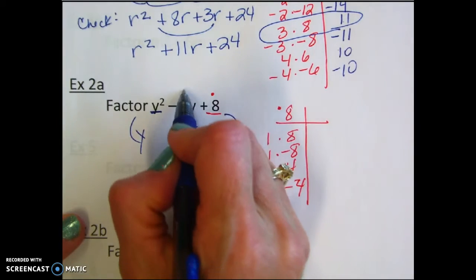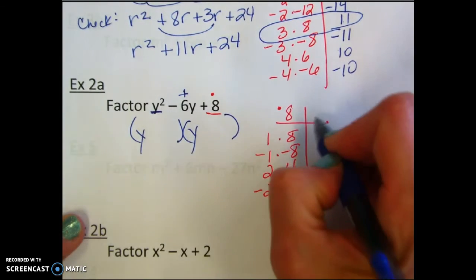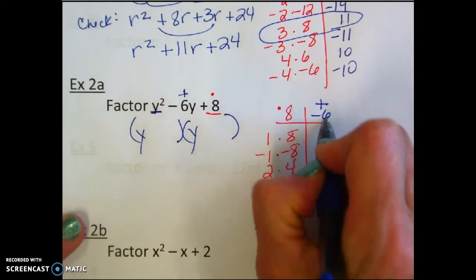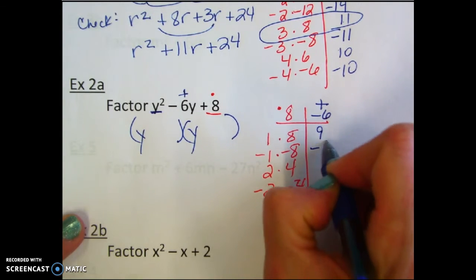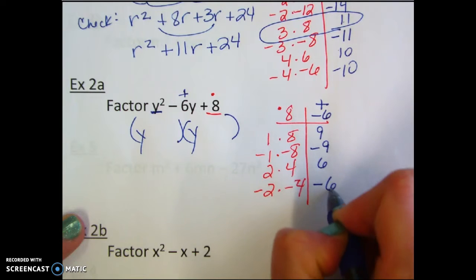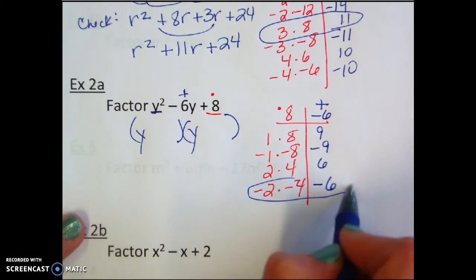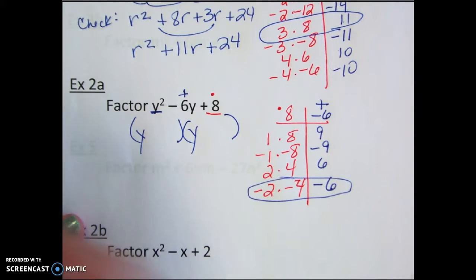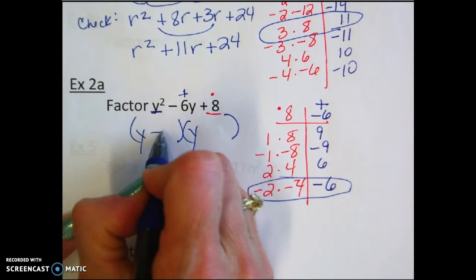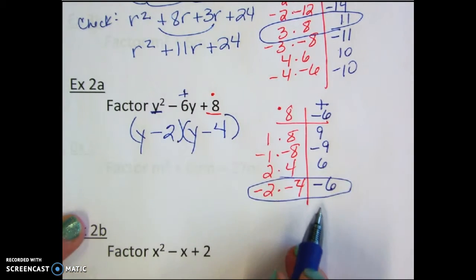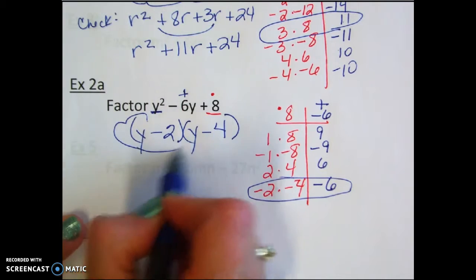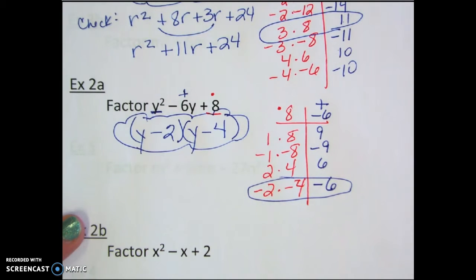Well, we're looking for what adds up to -6. What adds to -6? This adds to 9 and -9, 6, and then finally our -6. So this is the combination that we're going to want in here. So these are the 2 numbers, -2 and -4, that are going to go in here to make this work. We're going to try it. We're going to check it.